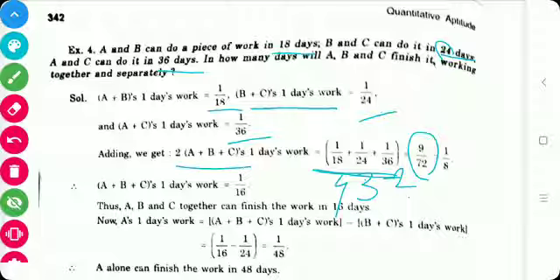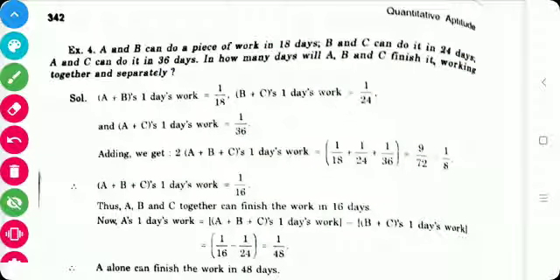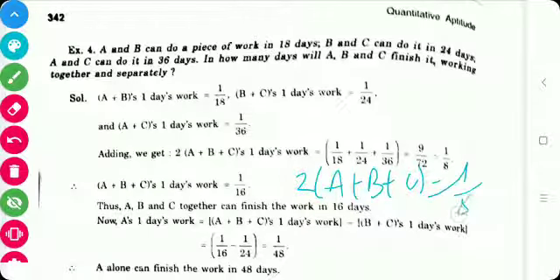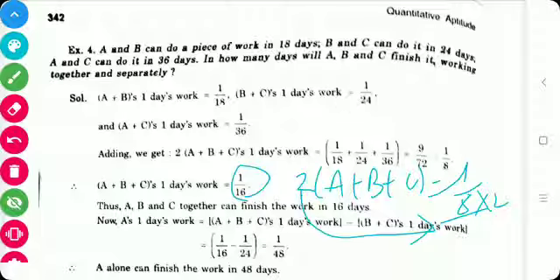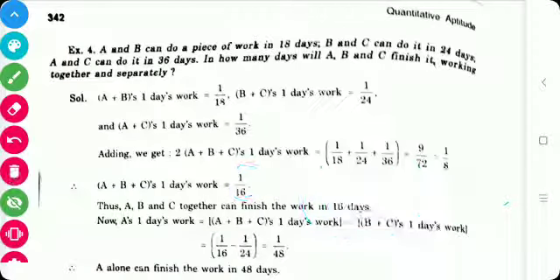So we will get the equation as 2 into (A plus B plus C) is equal to 1 by 8. So this 2 is multiplied here. In the next step we will send this to the right side. So it is 1 upon 8 divided by 2, which means 1 upon 8 into 2. So it is 1 upon 16. So A, B and C together can finish the work in 16 days.